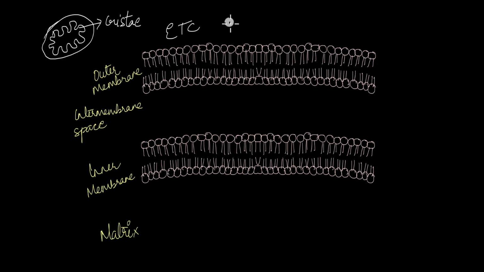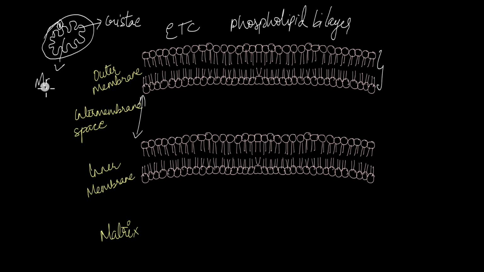So the membranes, as you know, are made up of the phospholipid bilayer. That's why I have drawn them like this. This is the phospholipid bilayer. This is the outer membrane and this is the inner membrane. And this space right here between the two membranes is known as the intermembrane space. And this, of course, inside the mitochondria, is the matrix.